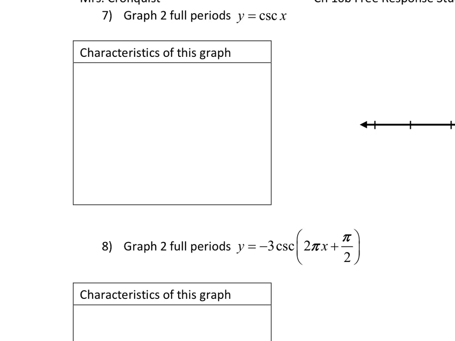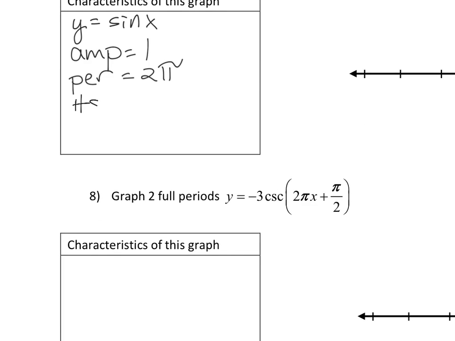All right, now, with the secant and cosecant, you have to tell me what your underlying function that you're going to graph is. So in this case, my underlying function is y equals, cosecant is associated with sine, so just y equals sine x. Now, I know that my amplitude is 1. My period is still 2 pi. All right, now I have a horizontal shift of 0 and a vertical shift of 0.